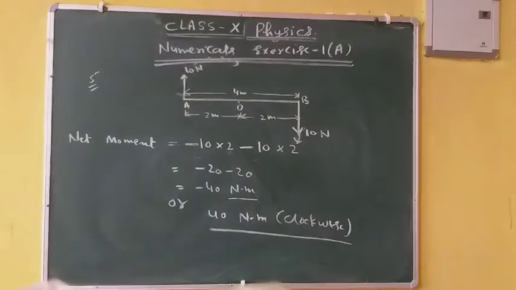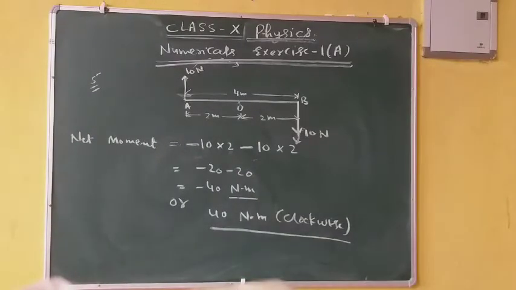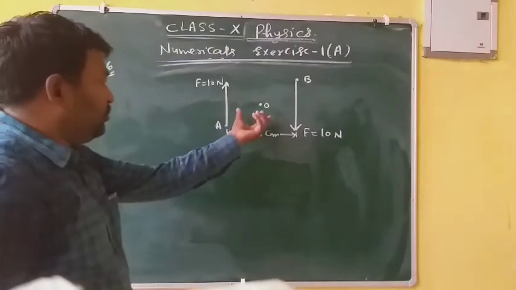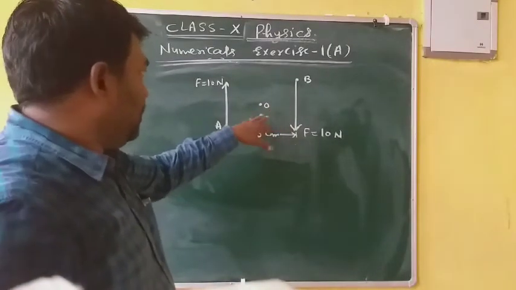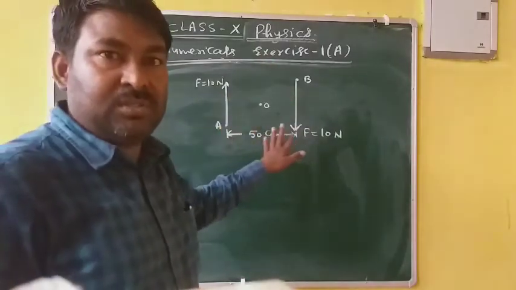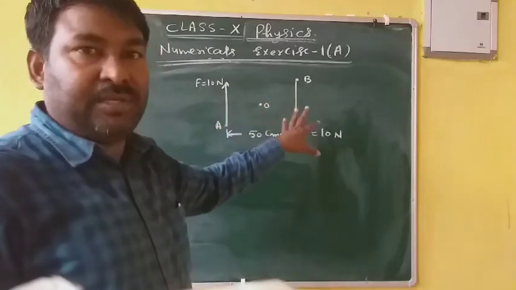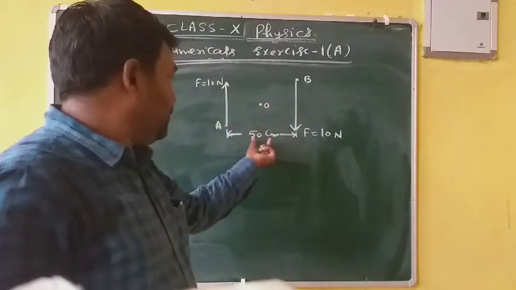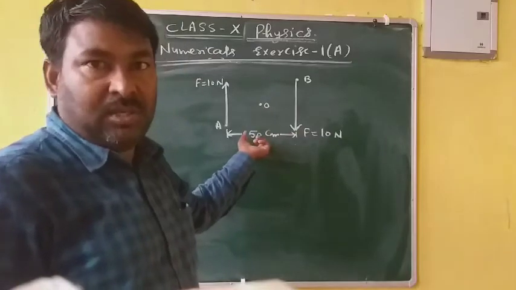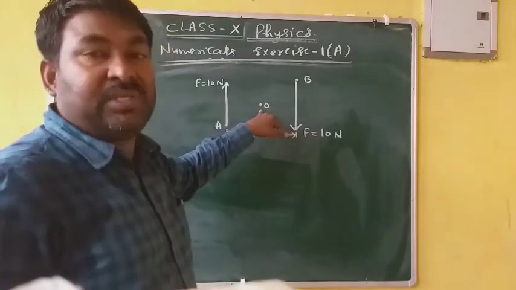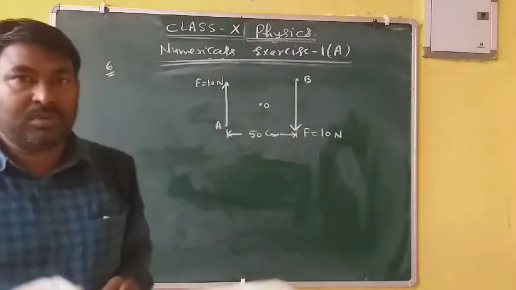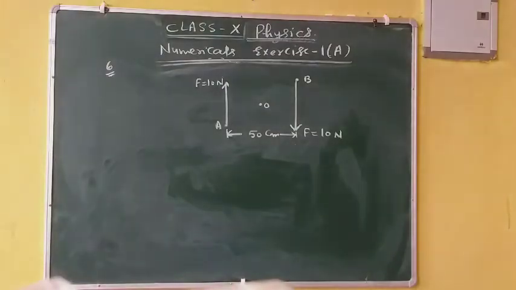Okay, some new question. Now see, there is another question, question number 6. There are two forces, each of 10 newtons. They are acting in opposite direction. The separation between these two forces is 50 centimeter, and O is a point which lies exactly in the middle of these two forces.